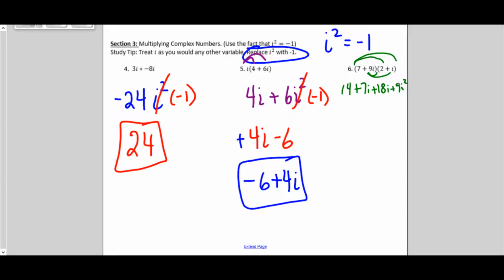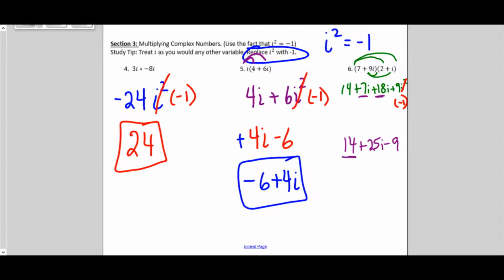So right away when we see that i squared, we can cross it off and put -1 there, because we've got to replace i squared with -1. And now we can combine our like terms. So we'll have 14. 7i plus 18i is 25i. And 9 times -1 is -9.